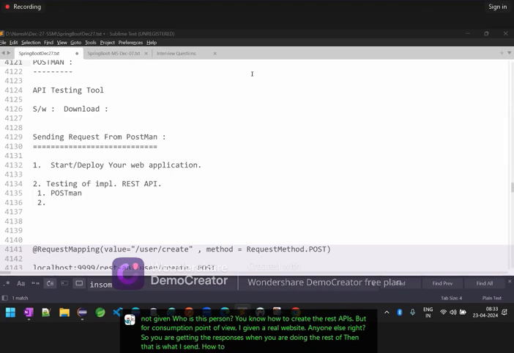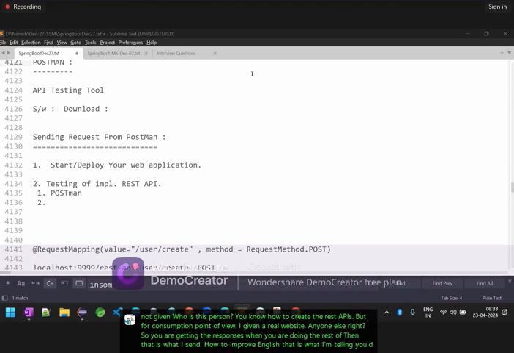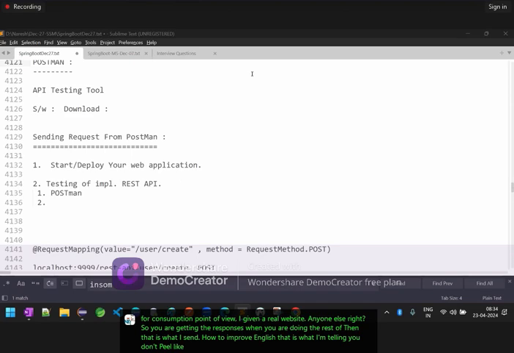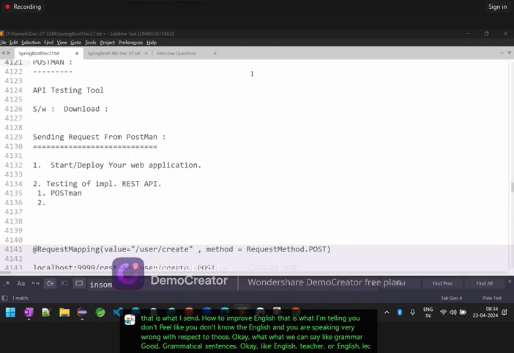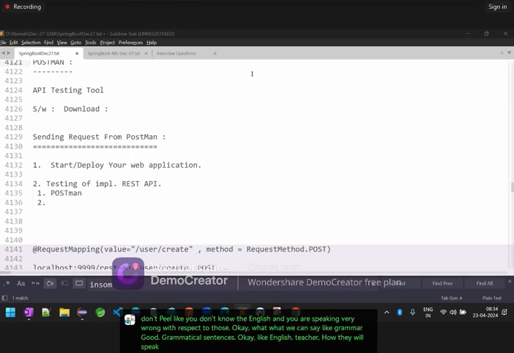How to improve English, that is what I'm telling you. Don't feel like you don't know English and you are speaking very wrong with respect to grammatical sentences, like an English teacher or English lecturer, how they will speak. You don't need to speak in such a manner. Whatever you are feeling good, just start speaking out first. Day 1, day 2, day 3, day 4, day 5, day 10. After 1 year, you will be very good in English.